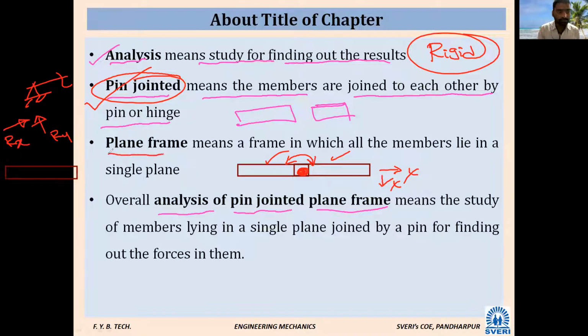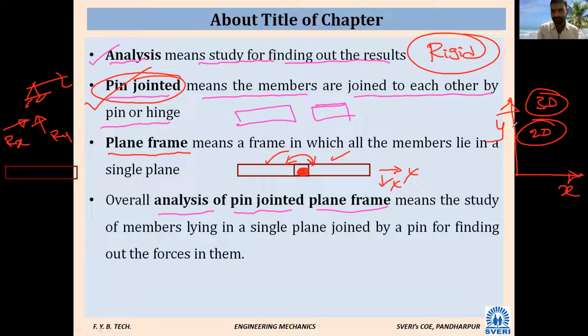Okay. Now what is plane frame? Plane means what? That is x-axis and y-axis, xy plane or yz plane or zx plane. Only one plane is considered. Anything you can take, if it is possible to represent in that particular plane, then that is called as plane. If it is not possible to represent in a single plane, then that will become space frame. All two-dimensional figures are plane. All three-dimensional figures are space.